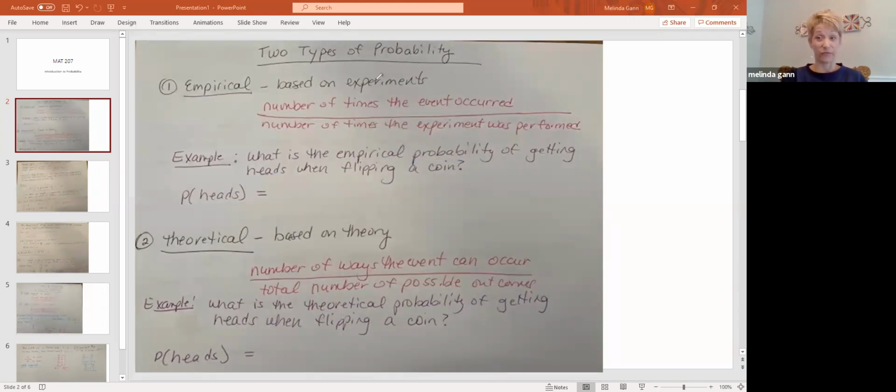Empirical is based on experiments. You have to actually go do the experiment. Theoretical is based on theory. Now, let's look at this next thing. There's some facts on the next slide we need to talk about for a minute.